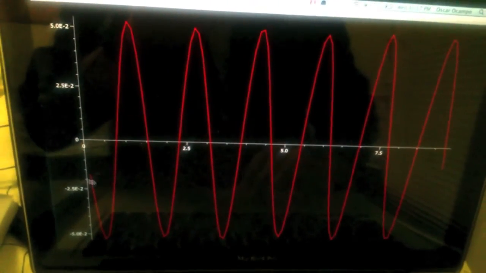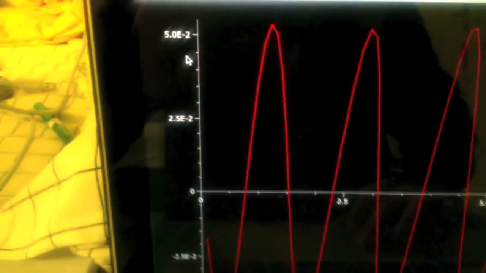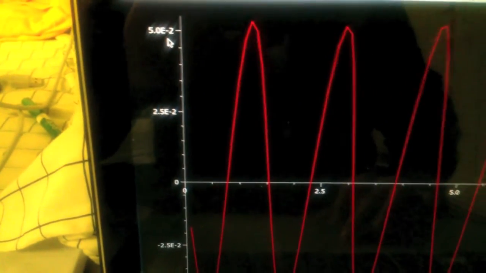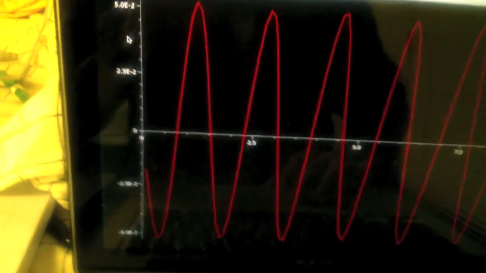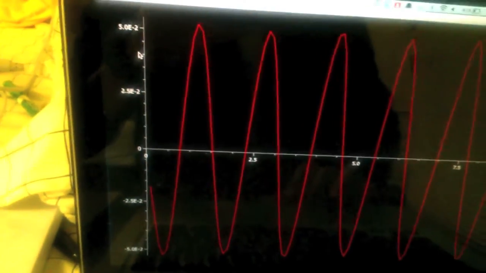So as you can see, it looks very similar, but if you go back to the axes, you see right here, it's 5e to the negative 2. This is a much greater energy than the original one, which is e to the negative 4th or something close to that. What does that mean?